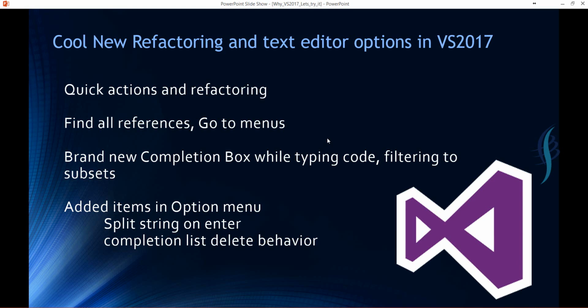In this video, we are just going to see some cool new refactoring and text editor options available in VS2017. So here is our agenda for this video: quick actions and refactoring, find all references, the brand new go-to menus, the brand new completion box while typing the code, filtering to subsets, added items in option menus, split strings on enter, and completion list delay behavior. For this video, I had already created a demo. Let's just dive into that.